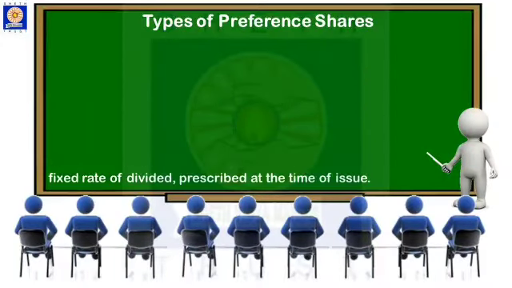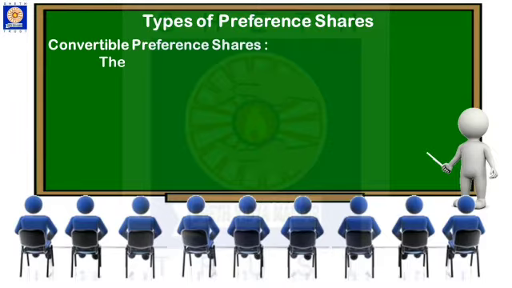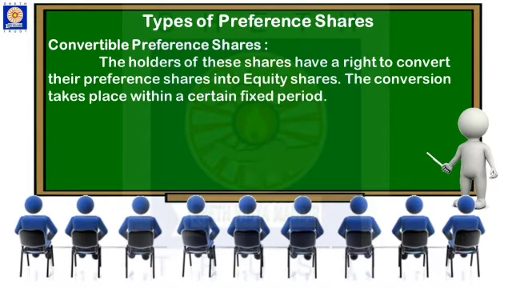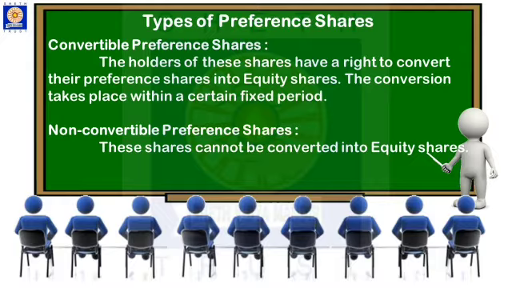Now, our next type of preference share is convertible and non-convertible. Convertible preference shares are those preference shares which are converted into equity shares after a certain period of time. The date of conversion is decided at the time of issue. So the preference shareholder becomes an equity shareholder, and then he will be receiving dividend at a fluctuating rate. Non-convertible preference shares are those preference shares which cannot be converted into equity shares.